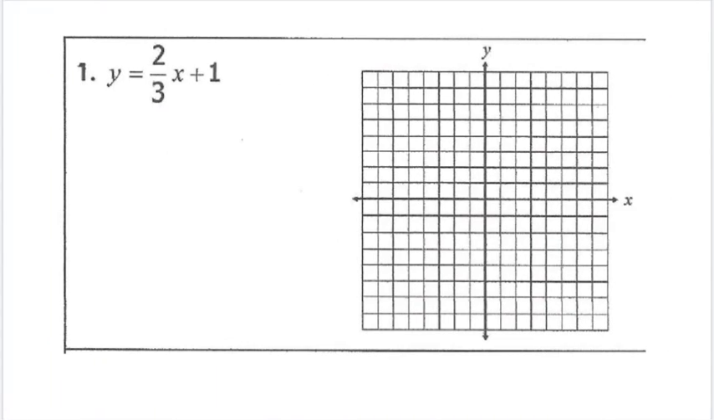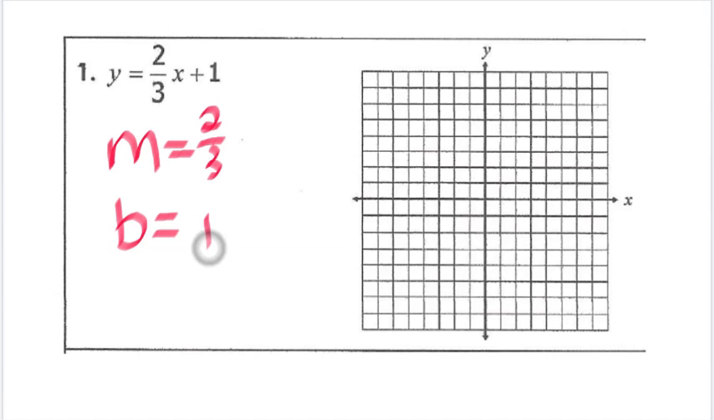So let's look at this equation. The first thing we're going to do is identify the slope and the y-intercept. So the slope here is 2/3, and the y-intercept is 1. We are always going to start at our y-intercept. So we look here, this is the y-axis, this is the x-axis. Where the y-intercept is, that's where the line's going to hit the y-axis. So we're going to put a point there. For us, it's 1.